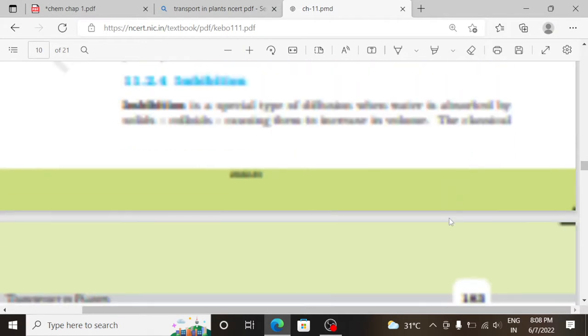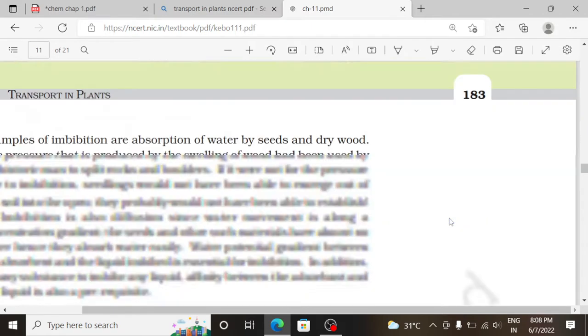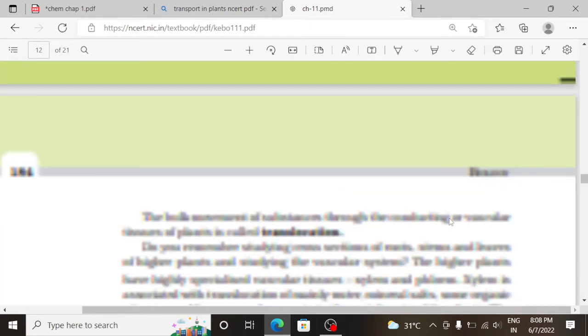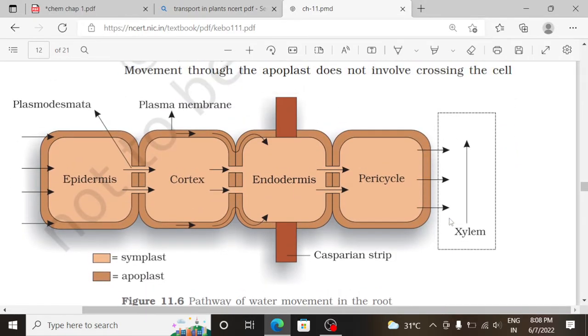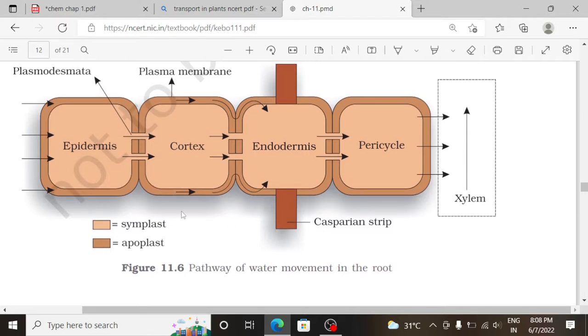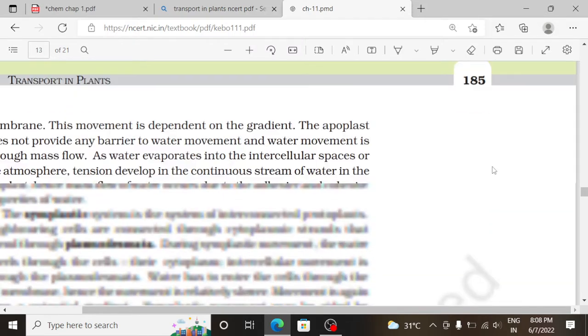Next diagram. Yes, here you can see the pathway of water movement in the root. So first it comes through the epidermis, then through the plasmodesmata, then into the cortex, then into the endodermis, then into the pericycle, and then into the xylem.